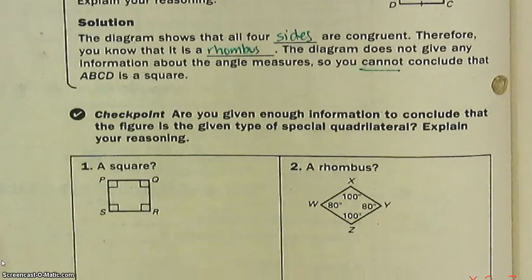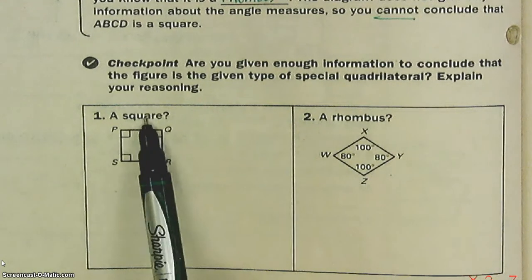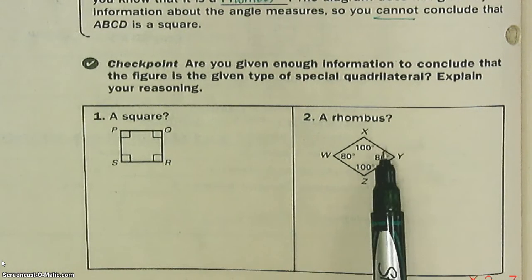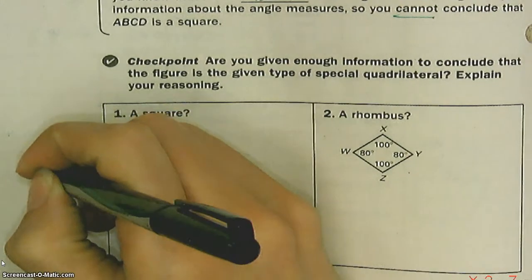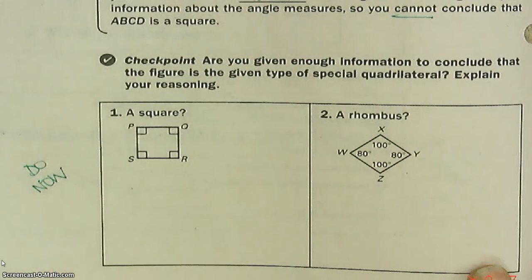Are you given enough information to conclude this is the special type? All right, so is this enough to say it's a square? Is this enough to say it's a rhombus? So yes or no, and then explain. Go ahead and do that now.